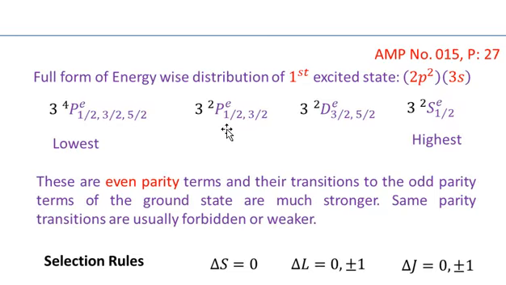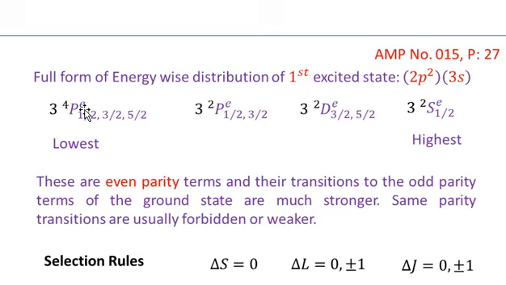Similarly, I have obtained these values of the total angular momentum, and I have arranged them energy-wise. That is, the total angular momentum J has also been arranged according to energy. The lower value of J will have the lower energy, and the higher value of J will have the higher energy. Now you see that I have specified the E symbol over here with each state.